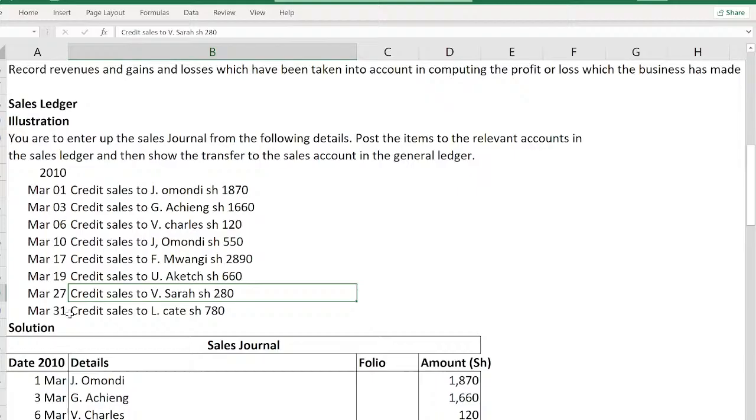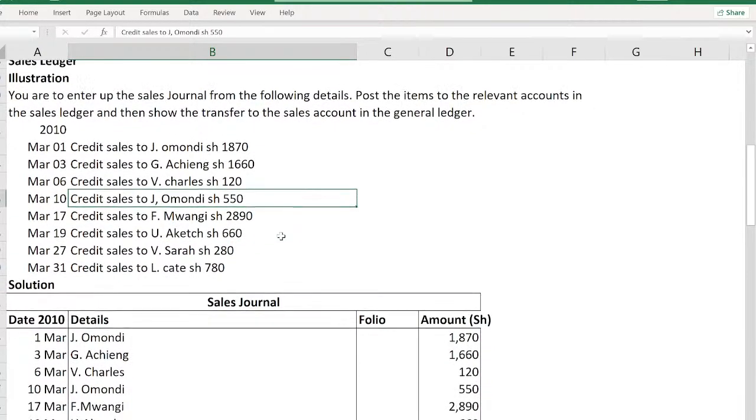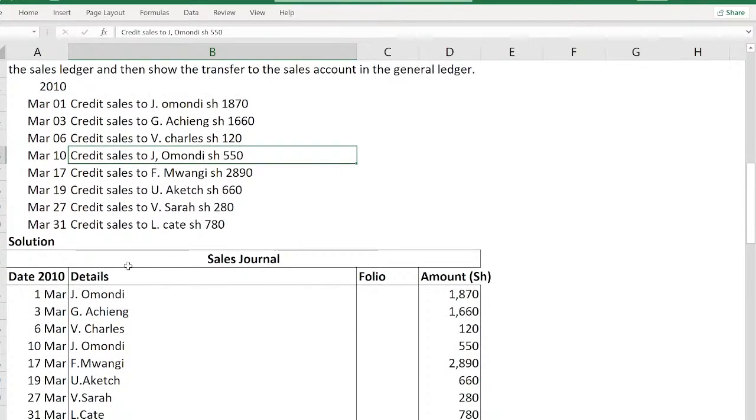So first we are being told to enter up the sale journal. So we enter the sale journal. As we discussed, we have the title, date, details, and the amount. You can also have the invoice numbers here. So we start with March 1. We have the date, March 1, J. Omondi credit sale, and the amount.